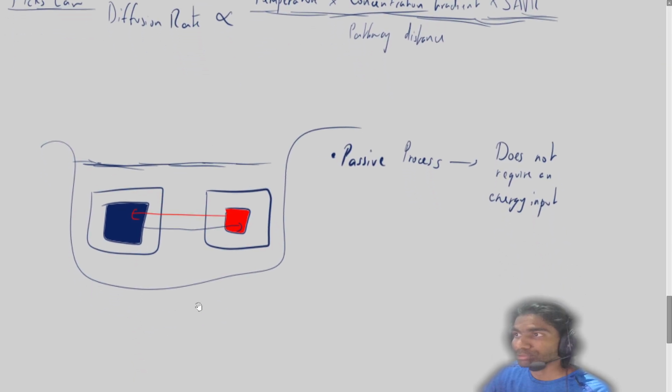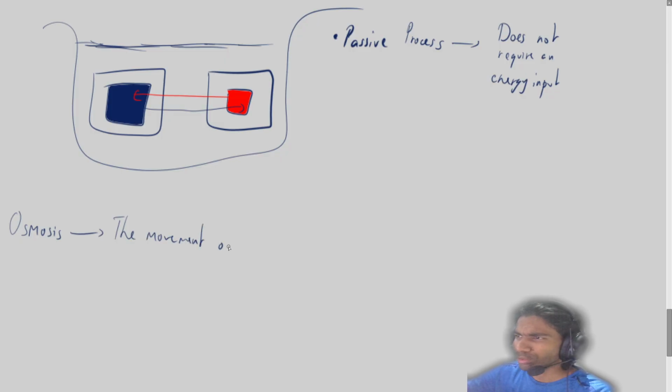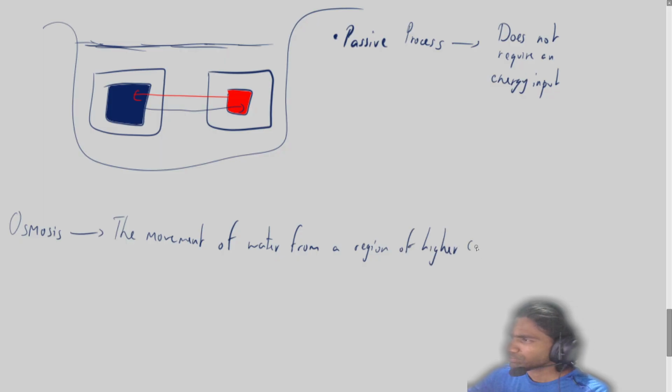Now, apart from diffusion, the other process that you should know about is osmosis. Osmosis is a process that happens typically with reference to water, right? So the definition of osmosis is just that it is the movement of water molecules from a region of higher concentration. And when I'm talking about higher concentration, I'm referring to higher concentration of the water itself.